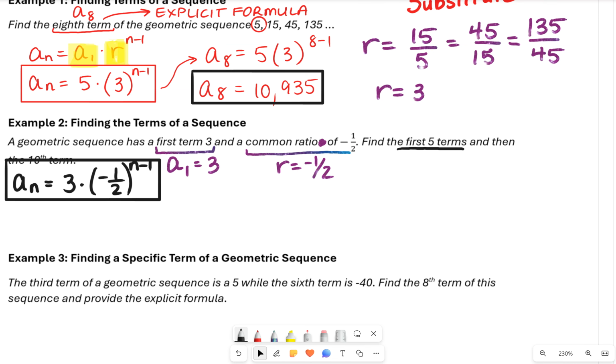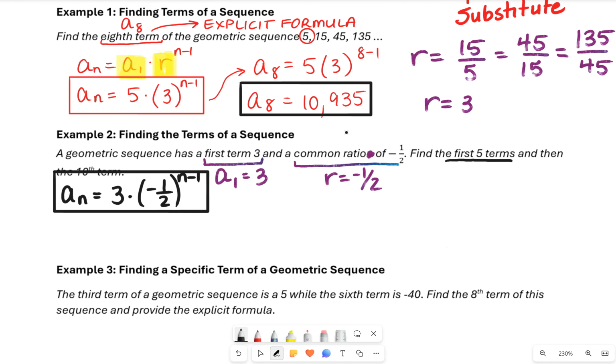Let me write that better here. If I know the first term is 3, and my R is -1/2, that means I just keep multiplying. Well, 3 times -1/2 is just -3/2. And -3/2 times -1/2 is just going to give me 3/4. Okay, follow me? -3 times -1 is 3. 2 times 2 is 4.